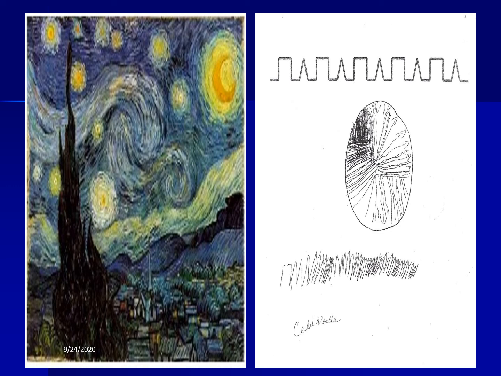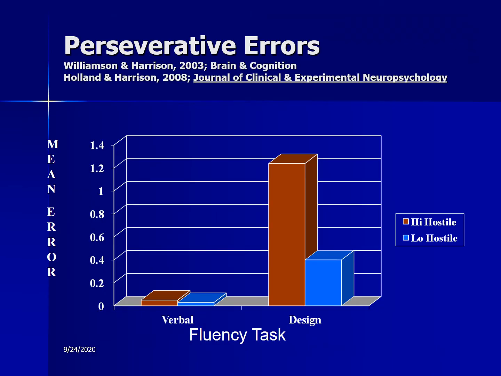Homologous area in each frontal lobe. So let's take a look. Here we're looking at design drawings. How many unique designs can you make versus how many unique words can you produce? Well, we have a floor effect. Both of our groups were not showing any errors on the verbal fluency task.